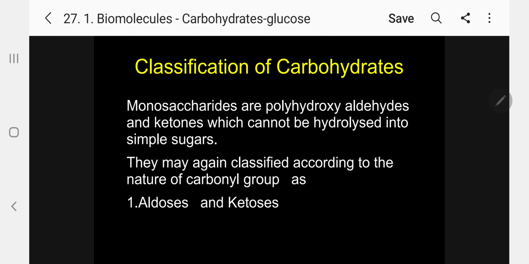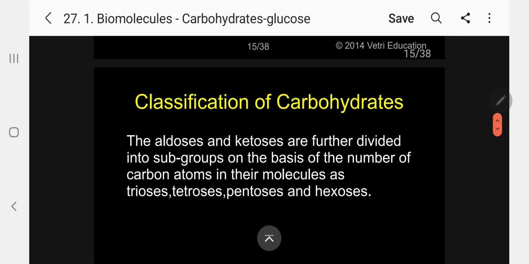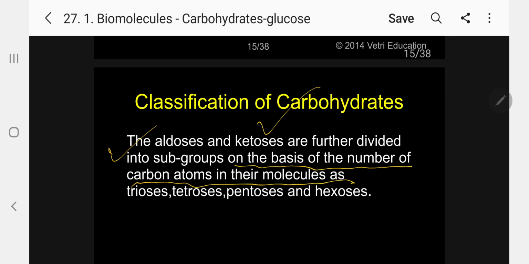Please follow. The aldoses and ketoses are further divided into subgroups on the basis of the number of carbon atoms in their molecule as trioses, tetroses, pentoses and hexoses. So I can simply say, if it is an aldehyde: aldotriose, aldotetrose, aldopentose, aldohexose. If it is a ketose: ketotriose, ketotetrose, ketopentose and ketohexose. Kindly follow one simple example I am giving here.